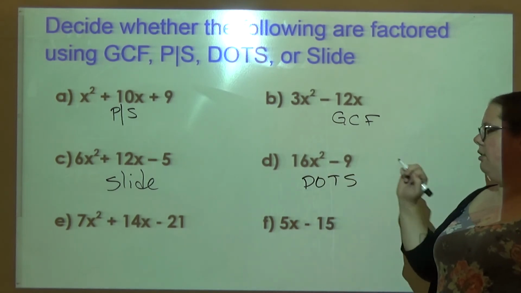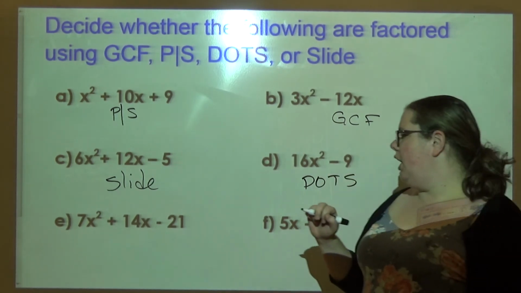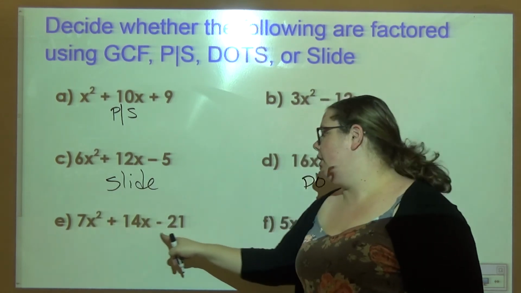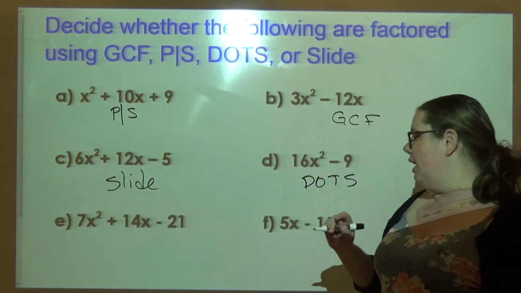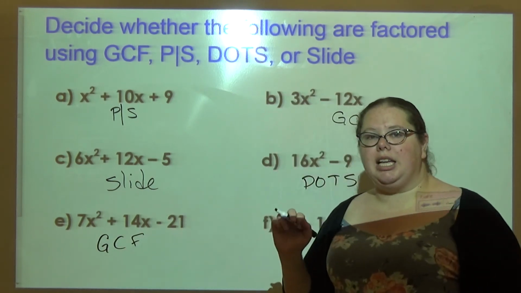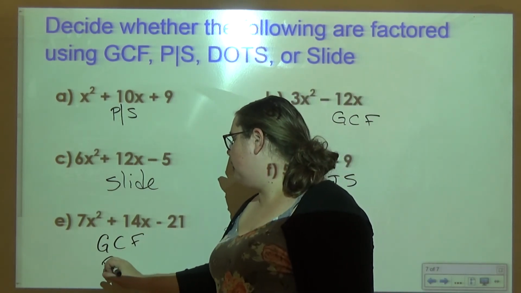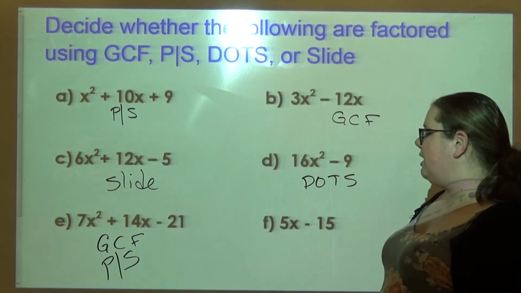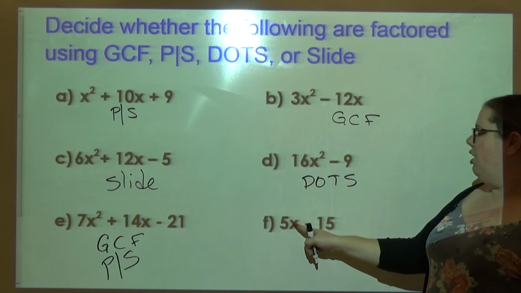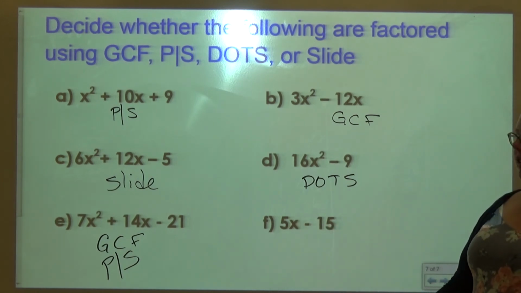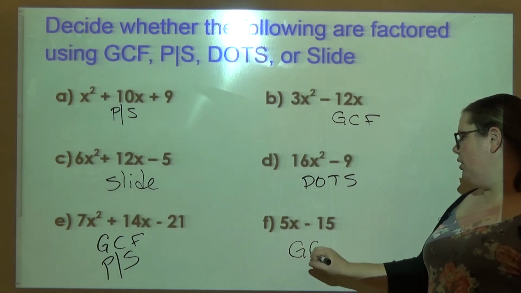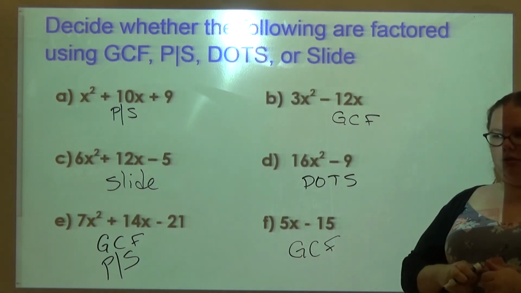That's my dots. Letter E. Trinomial, a number in front of x squared, but can I divide by it? I can. That's a GCF, and it's most likely a product sum when I'm done. So that's actually a complete thing. This last one, notice there's not even a square in there. So this is a super basic GCF problem. I can divide by 5.